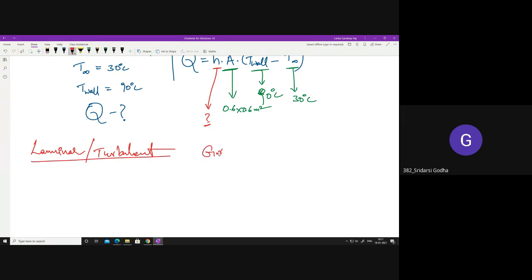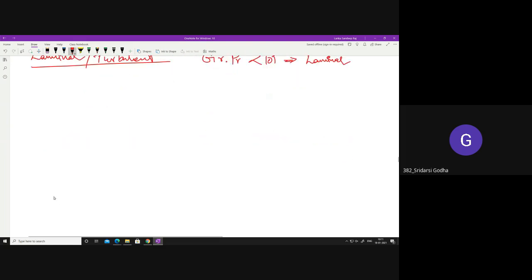Grashof into Prandtl is less than 10 to the power of 9. That is laminar, otherwise turbulent. So here we have to find out the Grashof number. What is the formula for Grashof number? Somebody speak out.